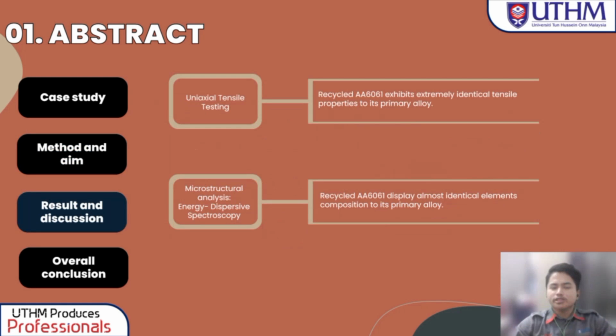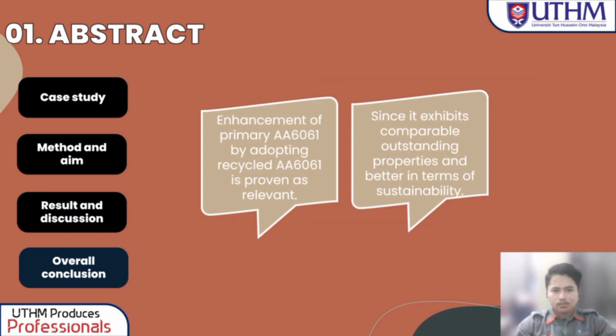For the results, the uniaxial tensile testing shows that the recycled AA6061 exhibits extremely identical tensile properties to its primary alloy, while for the energy dispersive spectroscopy, the finding shows that the recycled AA6061 displays almost identical element composition to its primary alloy. As for the overall conclusion, the finding shows that the enhancement of primary AA6061 by adopting recycled AA6061 is proven as relevant. This is because it exhibits comparable outstanding properties and is better in terms of sustainability compared to the primary AA6061.